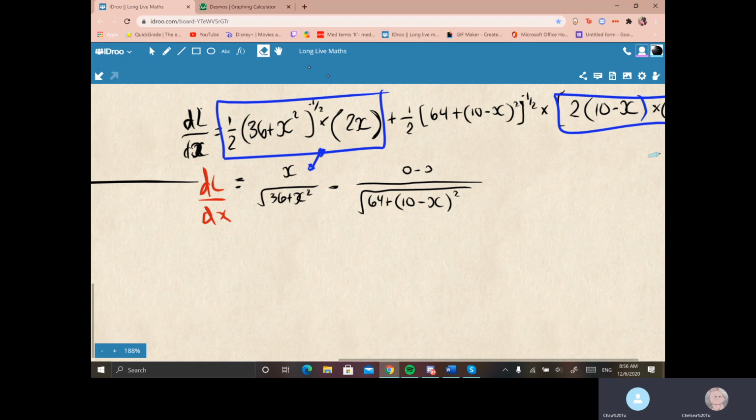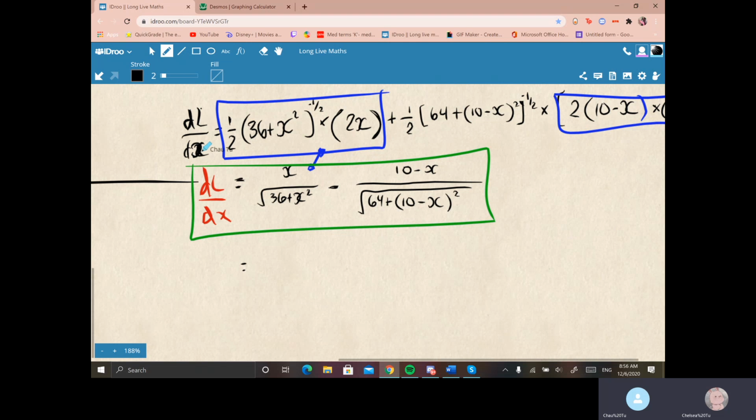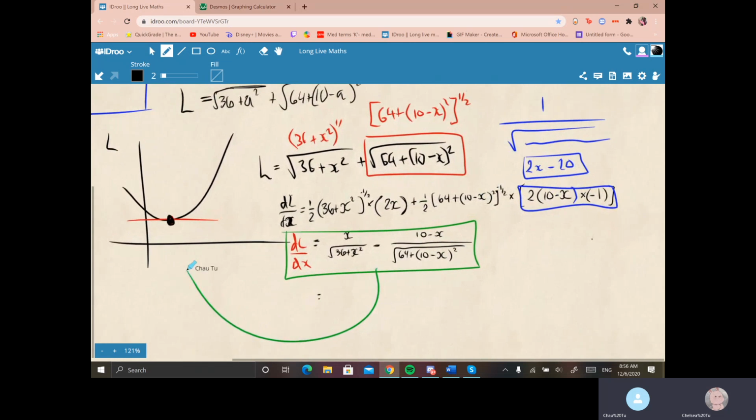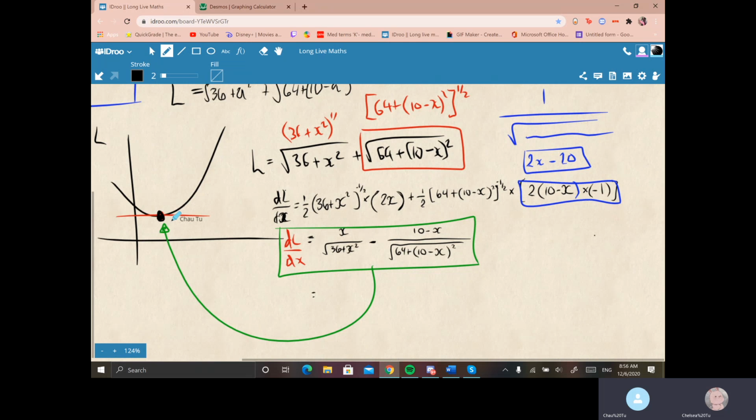So now what do we do? Currently we are at this important stage here. What's our next step? We want to find the lowest point right here. Zoom out so you can see the graph, Chelsea. We want to find the lowest point here. Well, at the lowest point, dL by dx equals what?